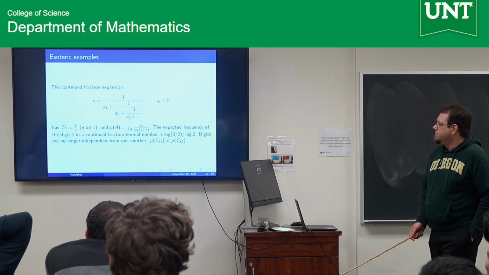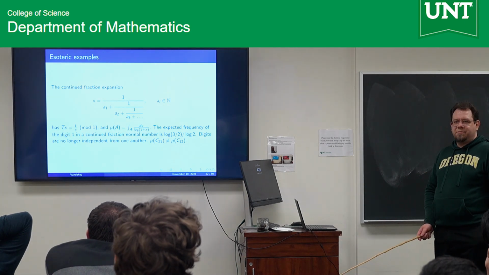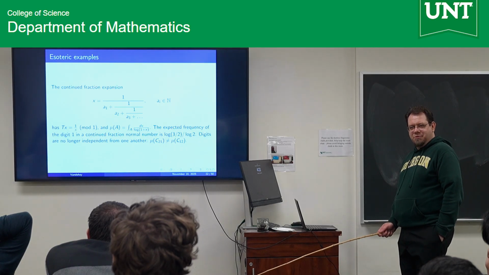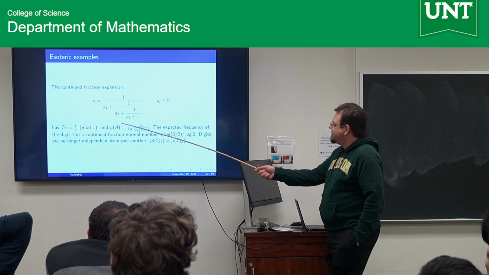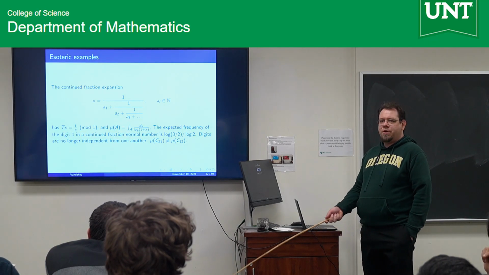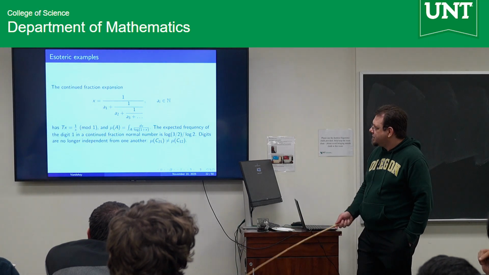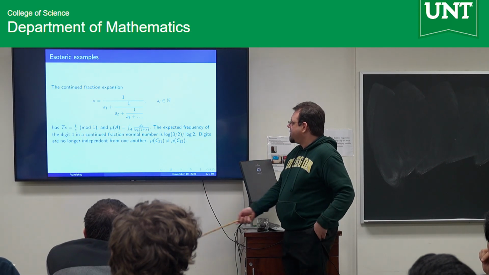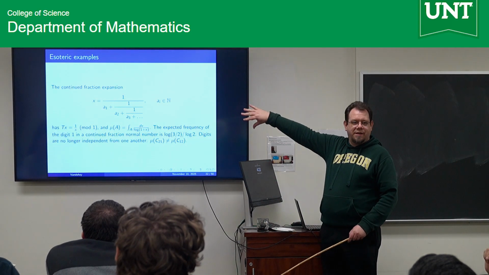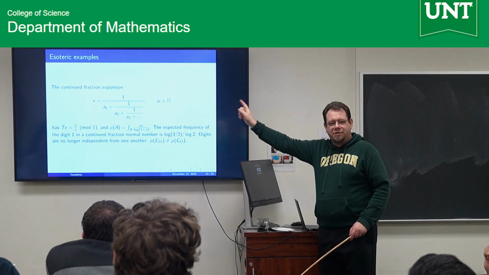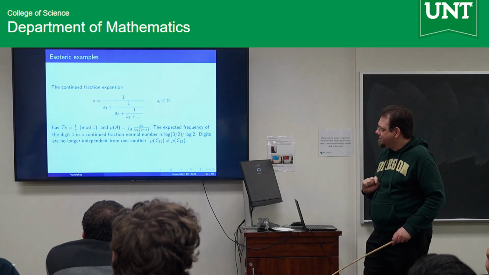So, some examples. I call these esoteric examples, even though I hope everyone in this room is familiar with continued fractions. If not, you will be now. Continued fraction expansion, 1 over a1 plus 1 over a2 plus 1 over a3, so on and so forth, where all of your a sub i's belong to N. This has a transformation T that's given by 1 over x mod 1. You can kind of see this because if I take 1 over this, I just remove that first 1 over. If I take this mod 1, I just delete that first integer that's out in front.